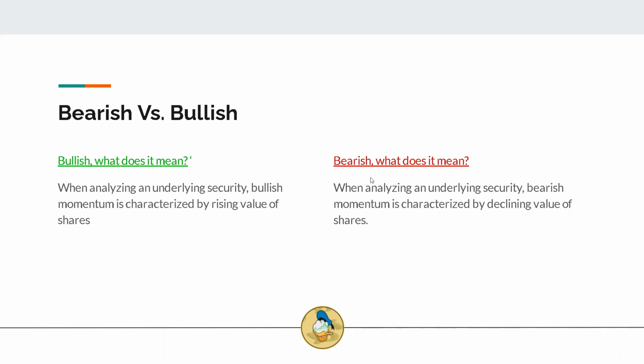And bearish is the opposite. Whenever you're analyzing that security, bearish momentum is essentially characterized by the value of the shares declining in value, right? And most people generally already know bearish versus bullish, but for anyone new that will be reflecting on this lecture later, I think this is really important for people to know, especially those that are just getting started. You got to know what bullish and bearish means.